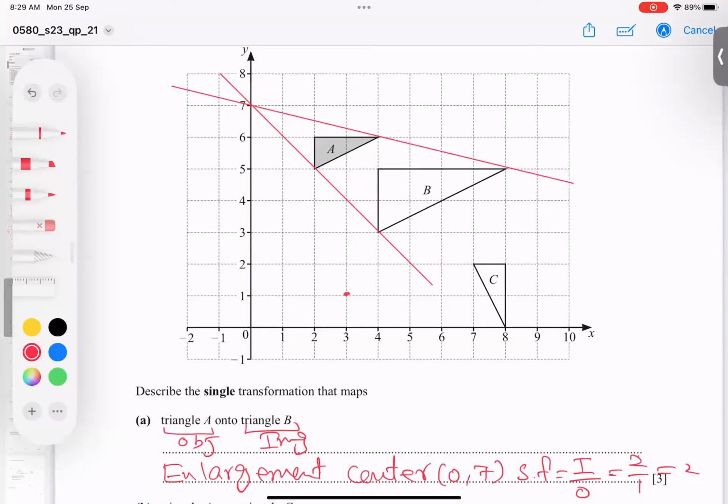So this is a point. For example, how far is this point away? Let's count: 1, 2, 3, 4 boxes. No, let me check again: 1, 2, 3, 4, 5. So 5 boxes and 1 to the right side. So this point is shifted this far.